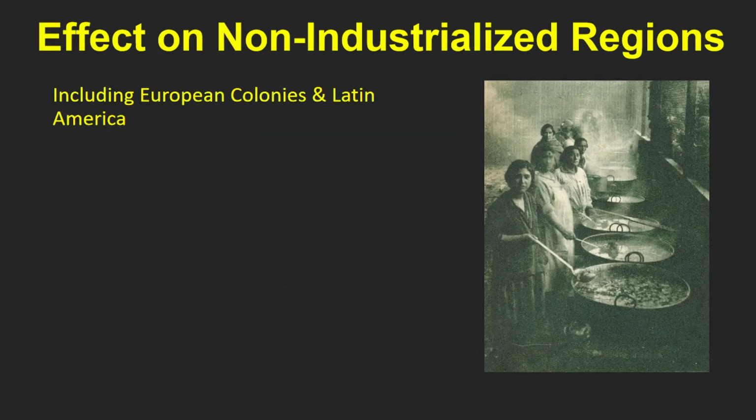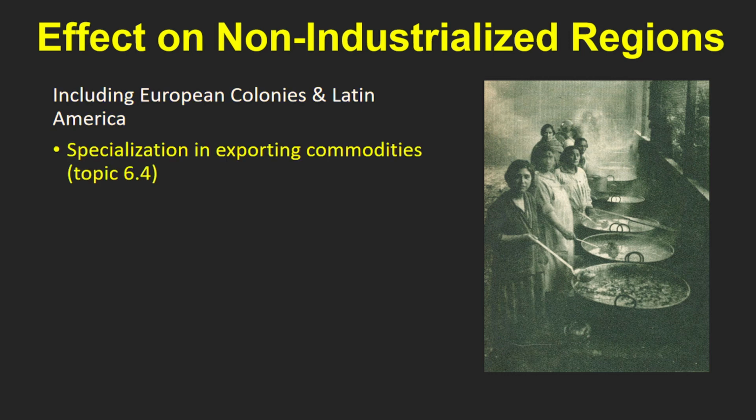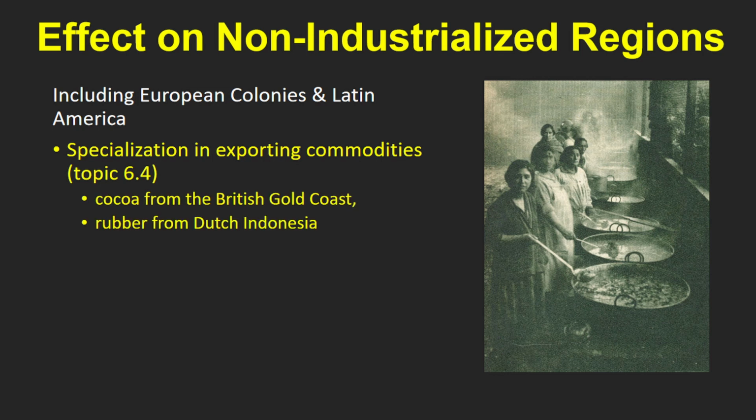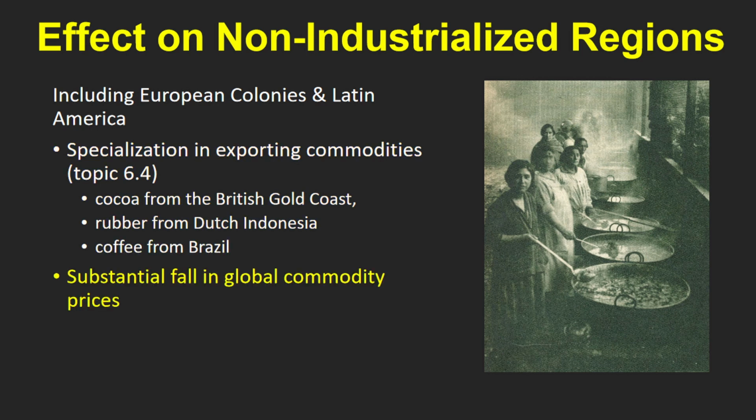As for the unindustrialized parts of the world, including European overseas colonies and independent nations in Latin America, you should recall from 6.4 that they specialized in exporting commodities. Some examples are cocoa from the British Gold Coast, rubber from the Dutch East Indies, and coffee from Brazil. Prices in all these commodities and many others around the world fell substantially, causing these export economies to also go into economic crisis.